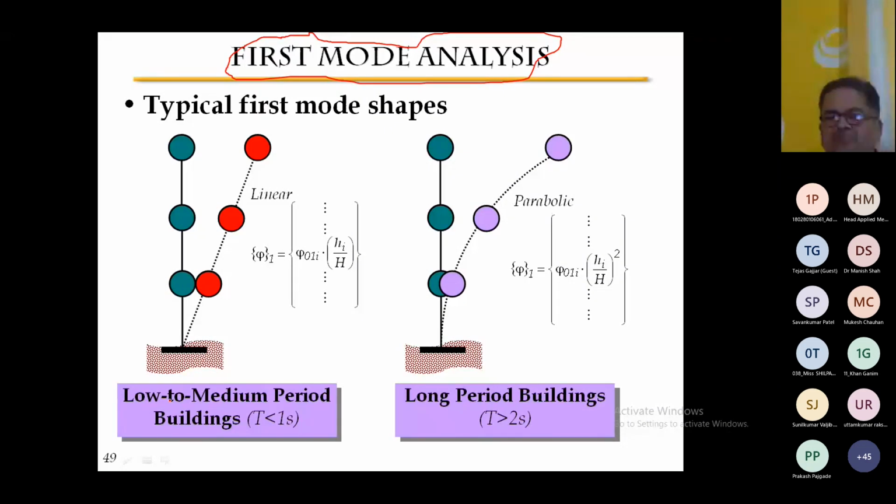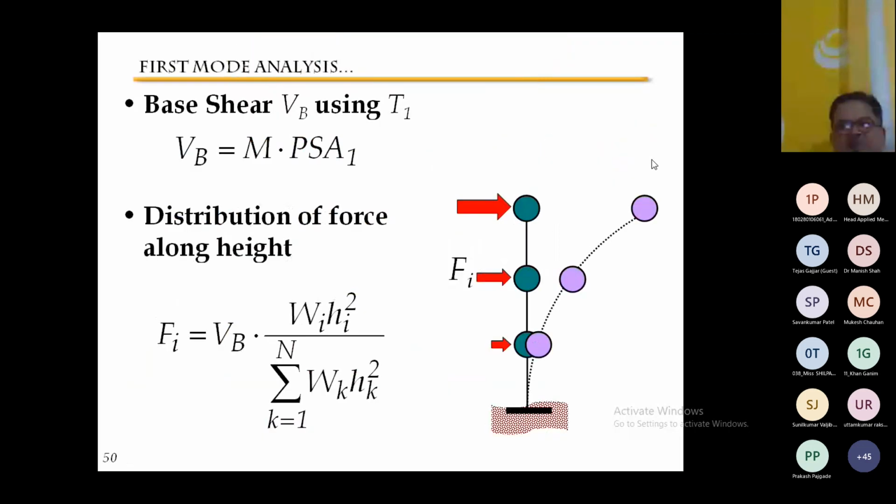So this first mode may be linear or it may be parabolic, and our code has assumed this is a parabolic distribution, right? Generally, for low to medium buildings, we consider this type of deformed shape, then it is good. But if the structure has a natural period of more than 2 seconds, the deformed shape is parabolic, and our code has taken this distribution as far as the static coefficient is concerned, right?